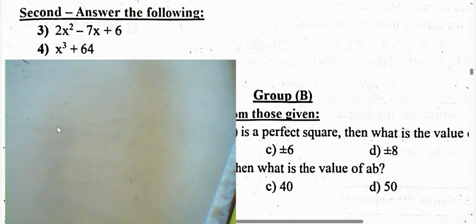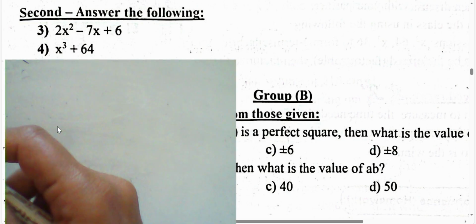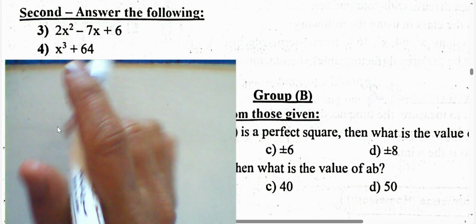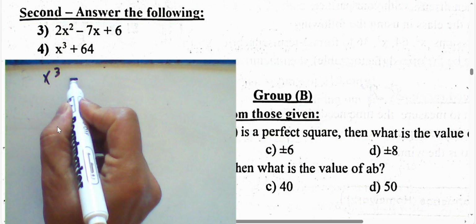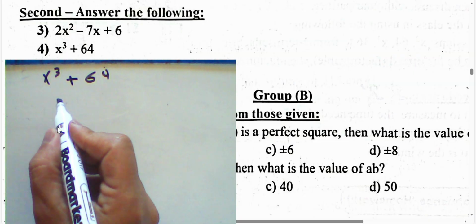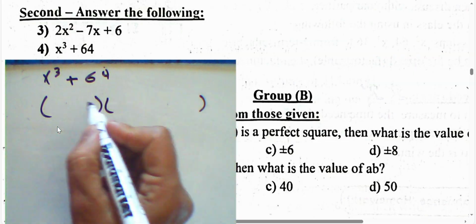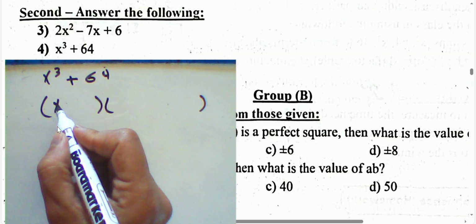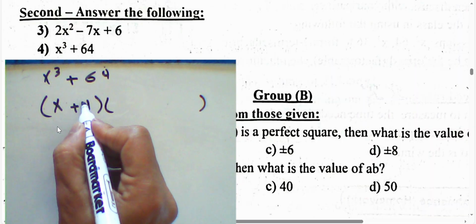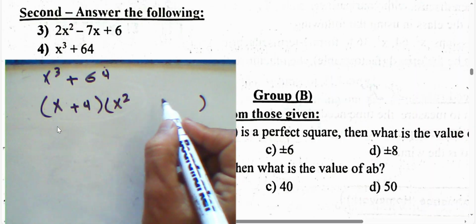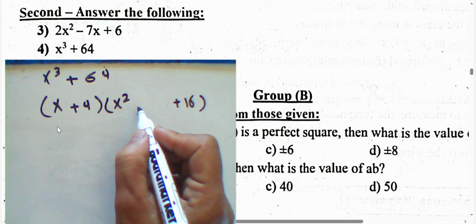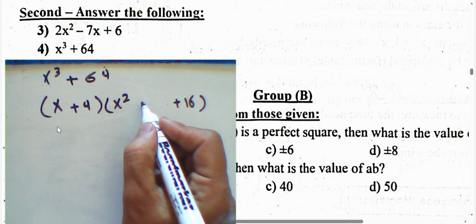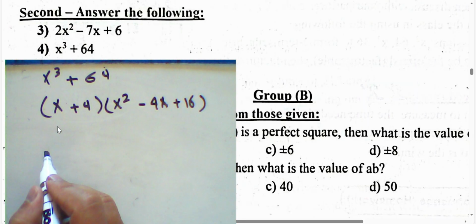Next question, quick. We have x³ + 64, which becomes a factorization of 2 brackets. The cubic root of x³ is x, the cubic root of 64 equals 4. x², then x² minus... 4² equals 16, and the middle 4 times x, and write the inverse, negative 4x.